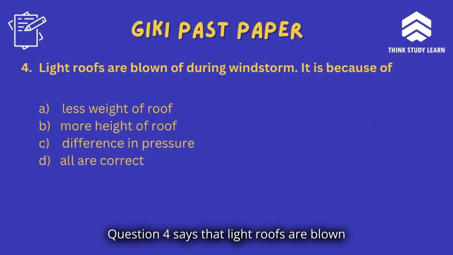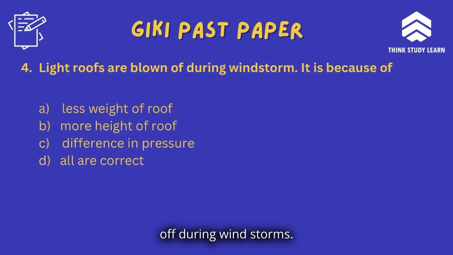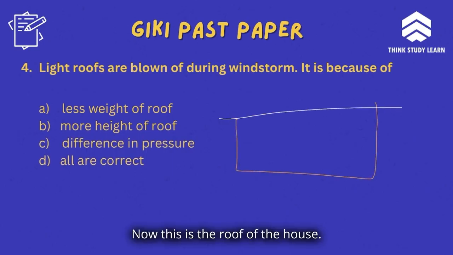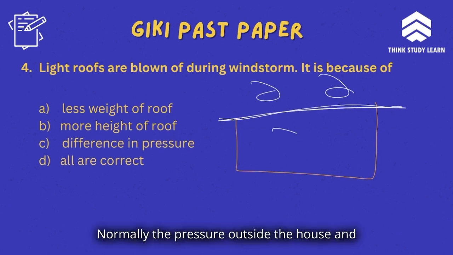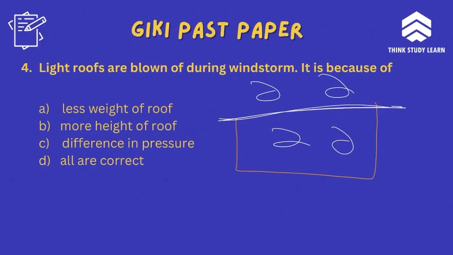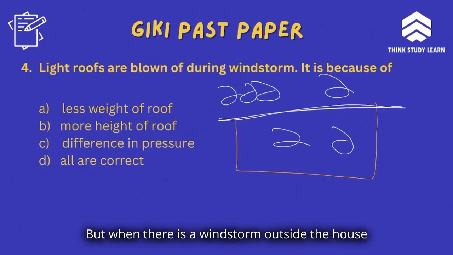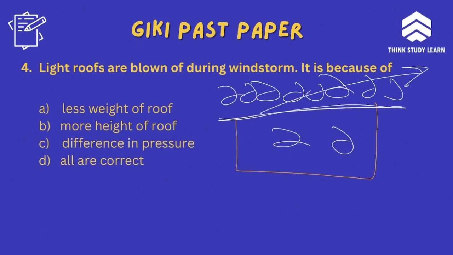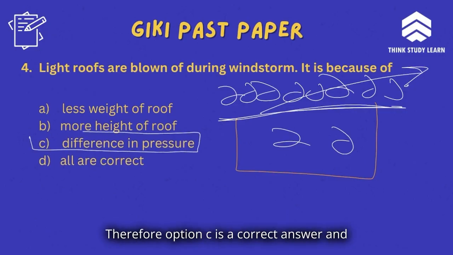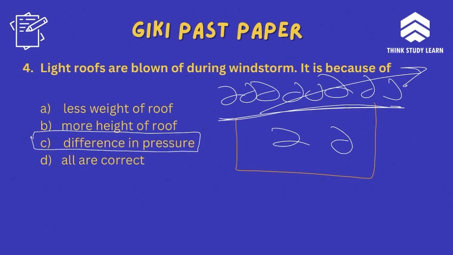Question 4 says that light roofs are blown off during windstorms. It is because here I have a house. Now this is the roof of the house. Normally the pressure outside the house and inside the house is equal. But when there is a windstorm outside the house, the wind is like this and the roof is blown off. This is due to the pressure difference. Therefore, option C is the correct answer and we can say that light roofs are blown off during windstorms because of the difference in pressure.